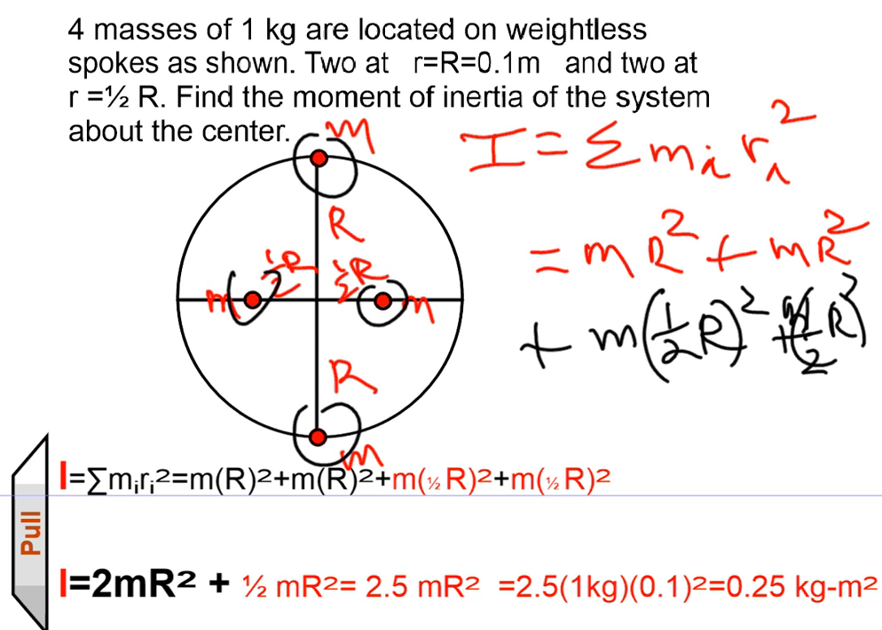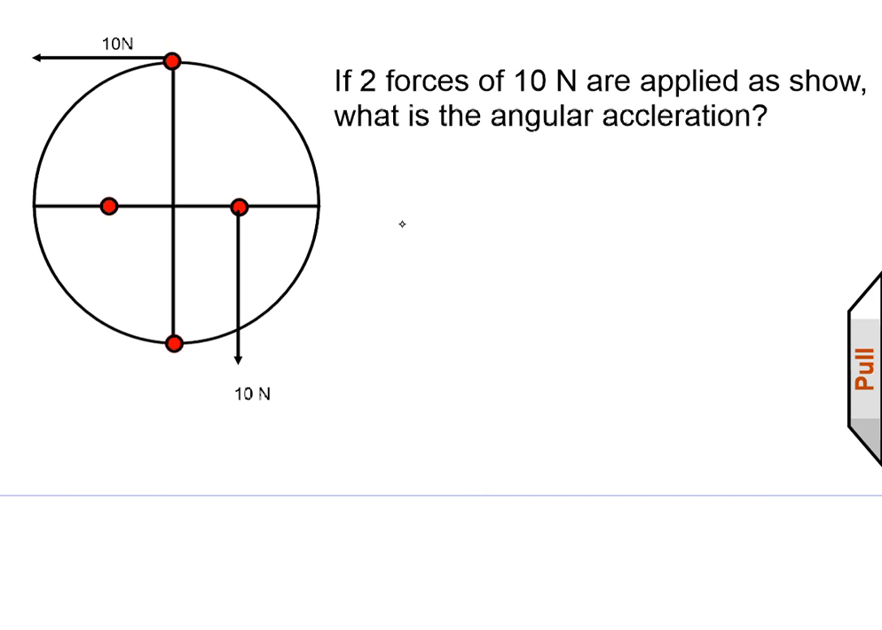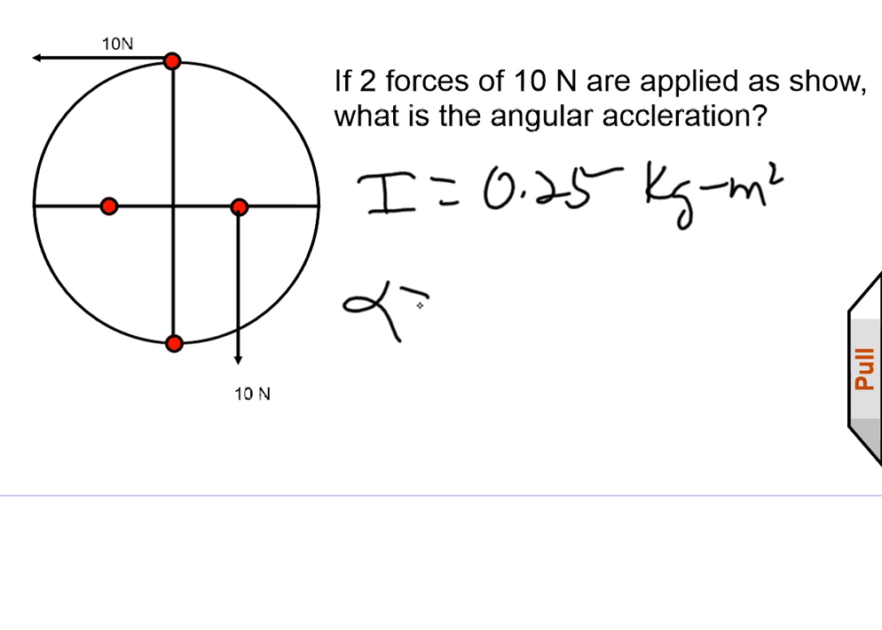So coming back, let's keep in mind that the moment of inertia of this system is 0.25. So let's go to the next problem. If I equals 0.25 kilogram meter squared, and I apply these two forces, each of which exerts a torque, what will be the angular acceleration? So again, alpha equals net torque divided by I, that's the angular acceleration.